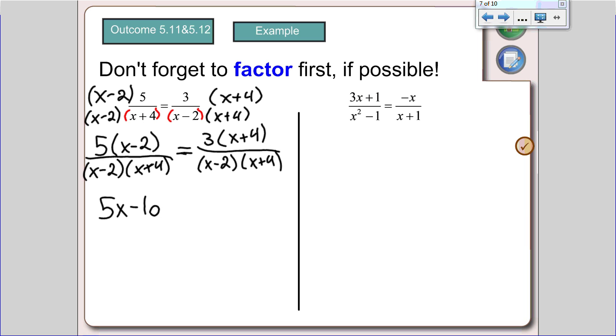Now you're back to the very original first type of question you ever did. And that's easy. You guys have been solving that for years. Move your 3 over. So now you have 2x on the left. Move your 10 over. So now you have equals 22. That means x is equal to 11.